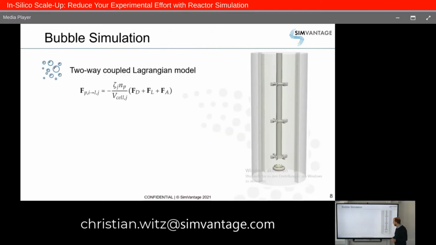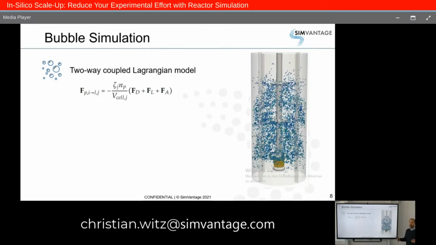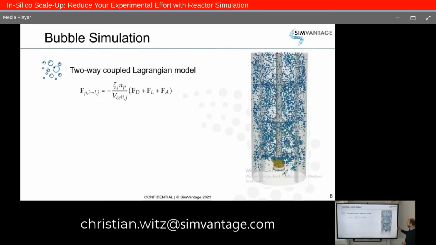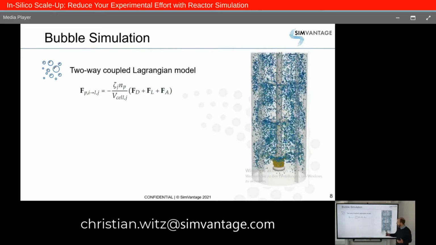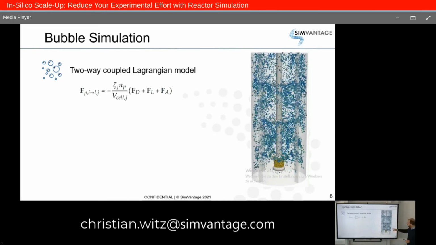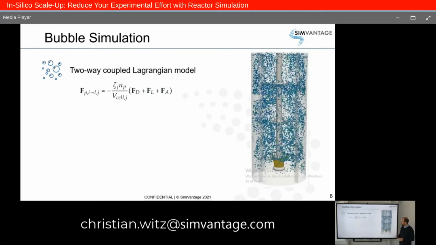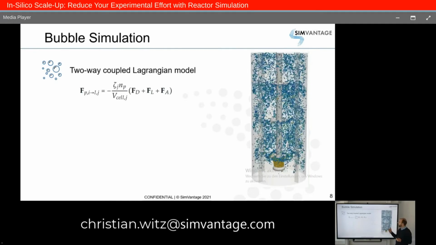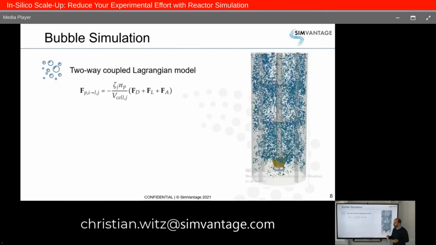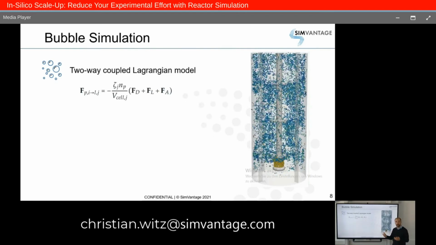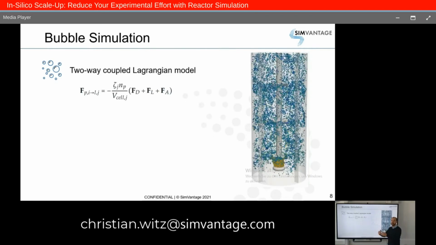With that, we can come to the bubble simulation. And for the bubble simulation, we use a two-way coupled Lagrangian model. What does that mean? Lagrangian means that we follow each of these bubbles directly, and two-way coupled means that not only the fluid pushes the bubble around, but also the bubble can push the fluid around.